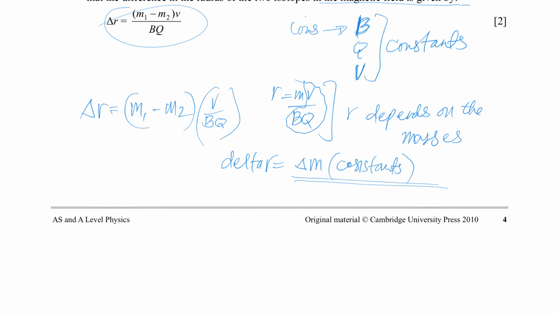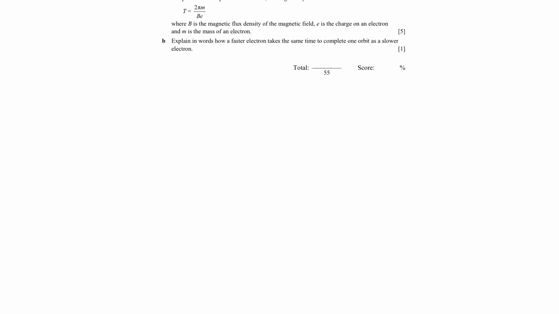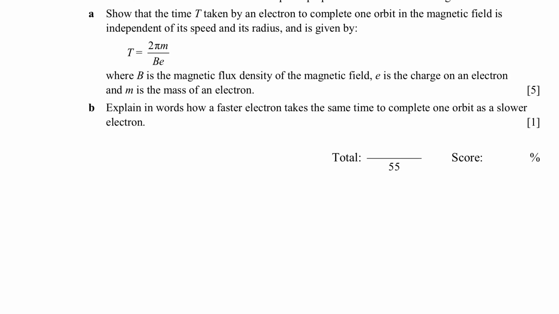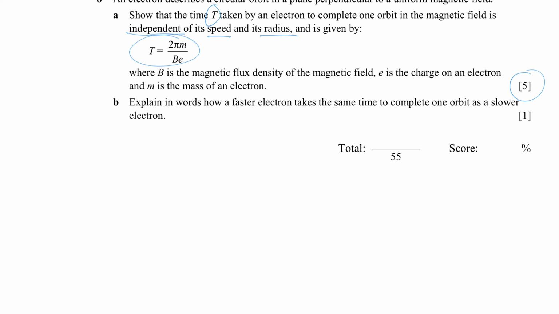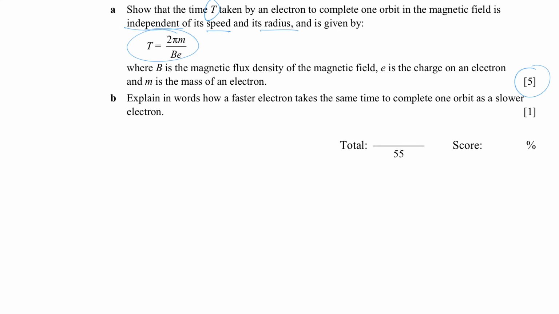Almost done. Let's go to the last page. Let's go to number 8. Show that the time t to complete the orbit is independent, so it's not affected by the speed and the radius. And the formula must be this one. And it is 5 marks. Let's see how you get the 5 marks here. So let's have number 8.